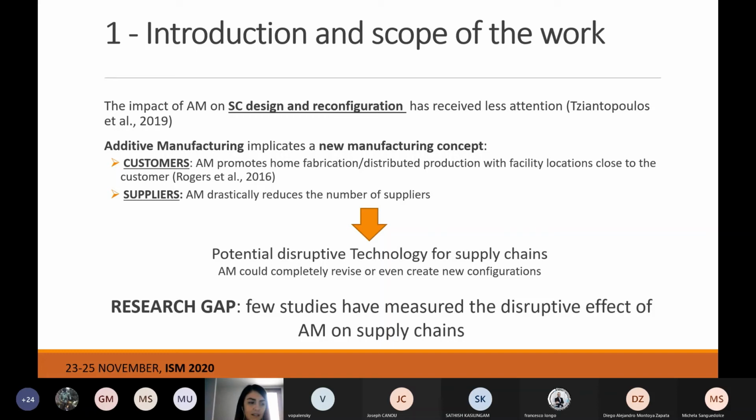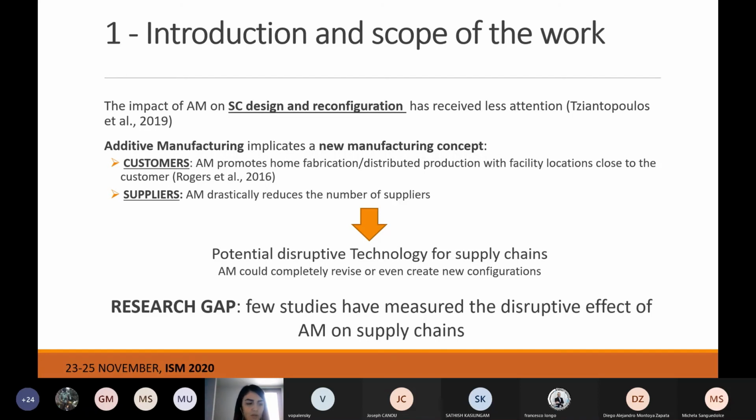Although the impact of this technology on supply chain performance has been discussed in the literature, its impact on supply chain design and reconfiguration has received less attention. But this technology implies a new manufacturing concept which strongly influences the structure of the supply chain and also the relationships between the players of the supply chain.